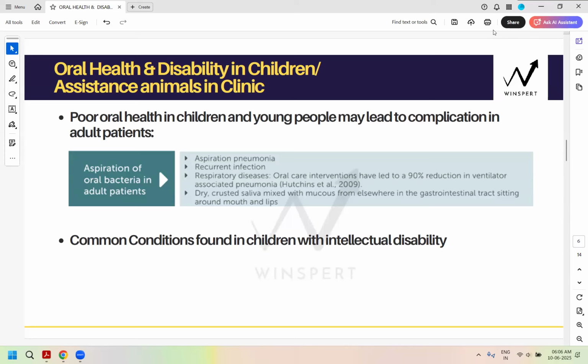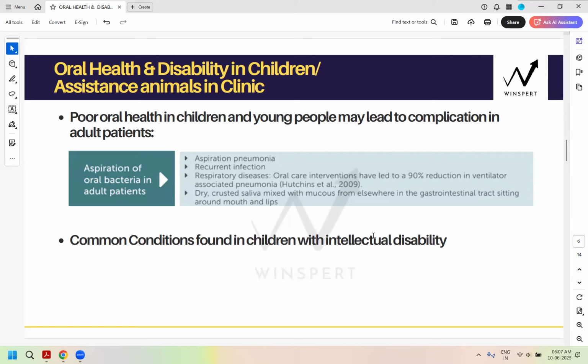Now, their adult caretakers may also get involved because of their conditions, right? Some of their conditions can be transmissible. As these children and young people grow in age, they can also have risk of aspiration of their own oral bacteria. So aspiration pneumonia, recurring infections, and respiratory challenges increase as these children grow older, right?